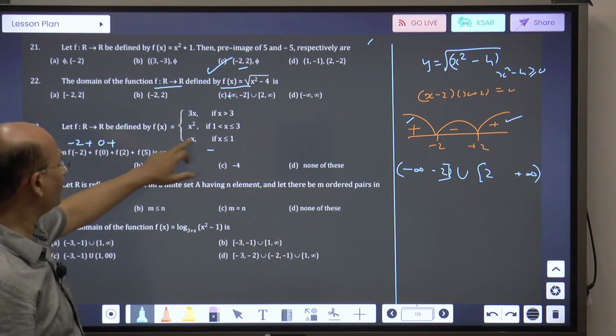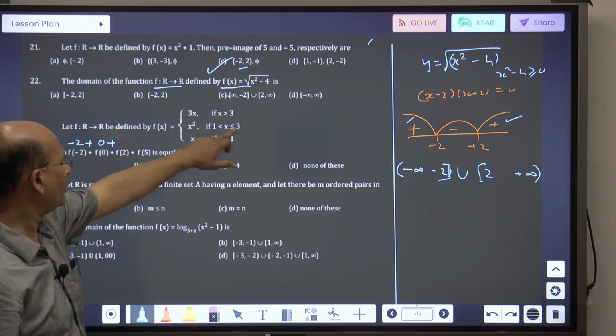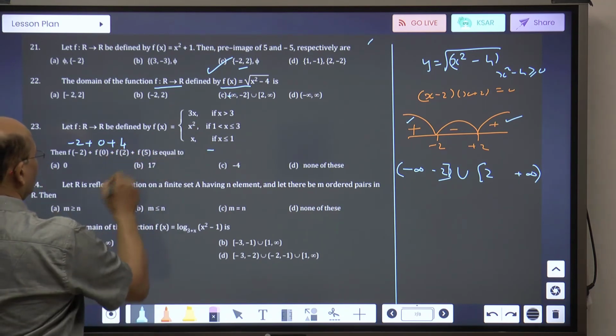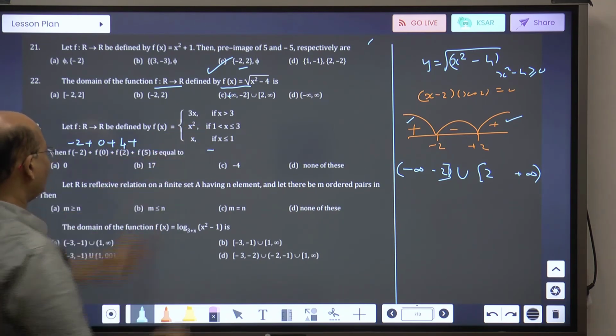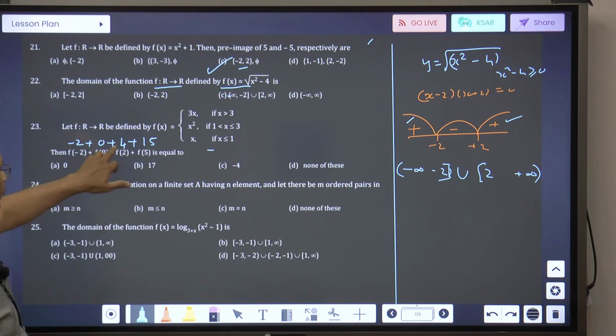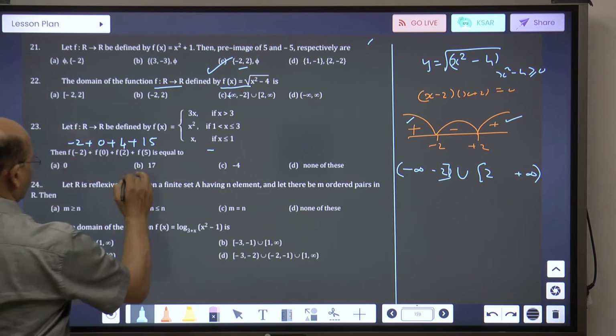For 2, which function will you take? Greater than 1, less than or equal to 3. 2 is between 1 and 3, right? So 2 square, 4, plus 5. 3 fives are 15. Okay, 15 plus 4, 19, minus 2, 17. Okay, 17 will be the answer.